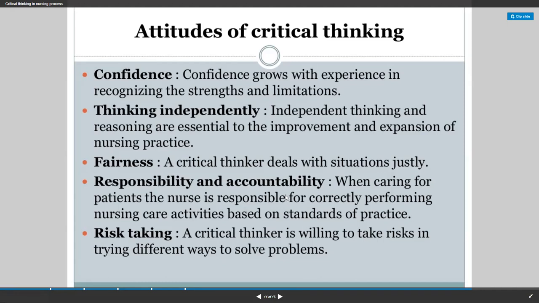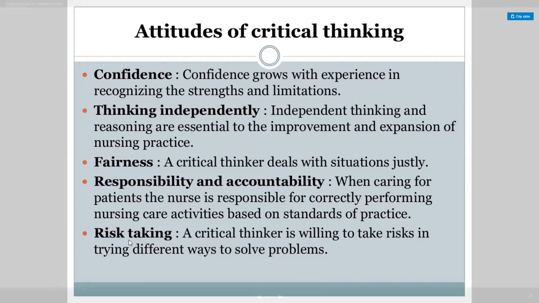Then responsibility and accountability. When caring for the patient, the nurse is responsible for correctly performing nursing care activities based on the standards of practice. So whatever scientific reasoning is given according to the procedure, what you are going to learn in the fundamentals, you're going to use that while providing care to the patient. So you should be responsible and you should be accountable.